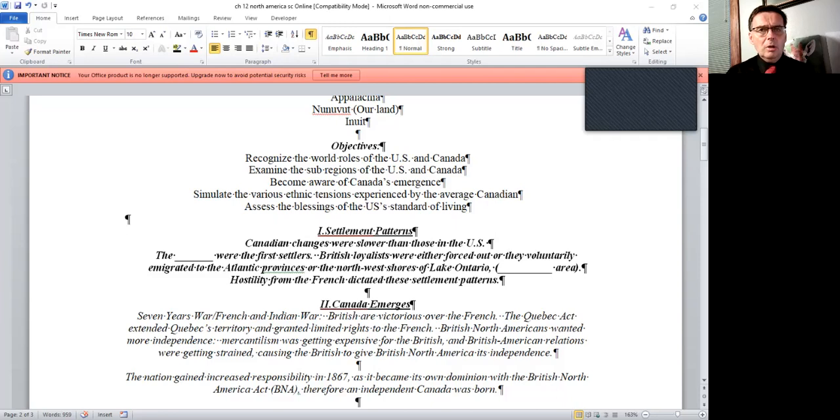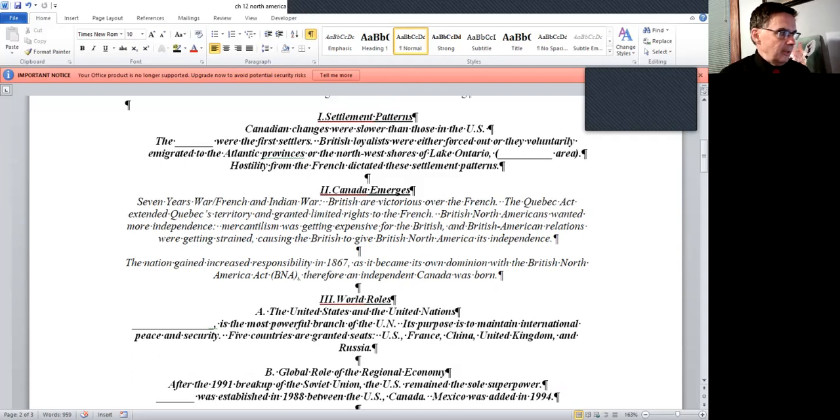Canadian changes were slower than those in the United States. The French were the first settlers. They were big fur trappers. British loyalists were either forced out or they voluntarily emigrated to the Atlantic provinces or the northwest shores of Lake Ontario. And we're talking Toronto, the Toronto area. Hostility from the French dictated those settlement patterns. The emergence of Canada. You have your first set of notes to write there.